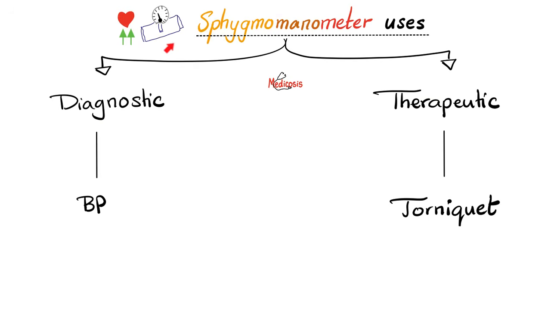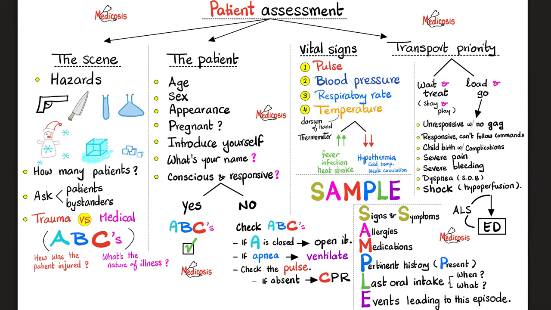Next, the blood pressure cuff, the sphygmomanometer. When should we use it? It has diagnostic value and therapeutic value. Diagnostic value to measure the blood pressure. Therapeutic value. Let's say that the patient is bleeding and you do not have a tourniquet. You can use the sphygmomanometer as a tourniquet by inflating the blood pressure cuff and stopping the bleeding. We're done with pulse and blood pressure.